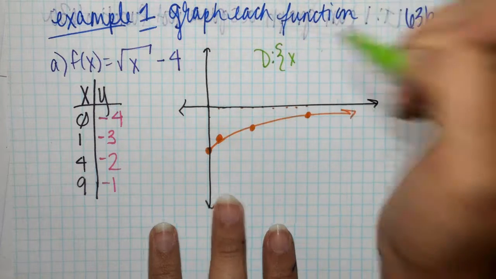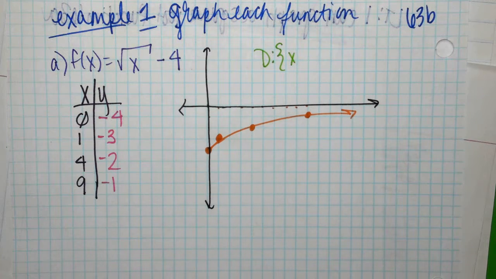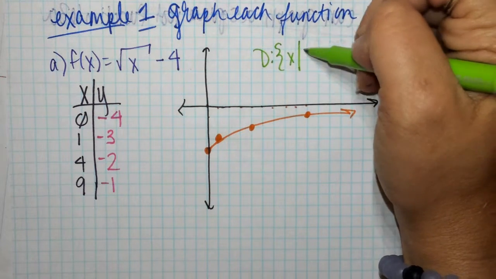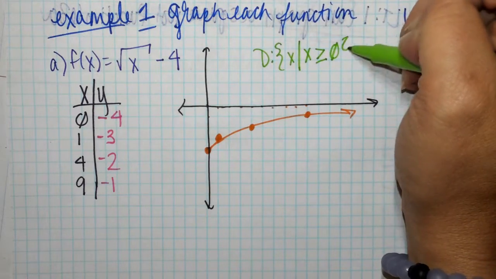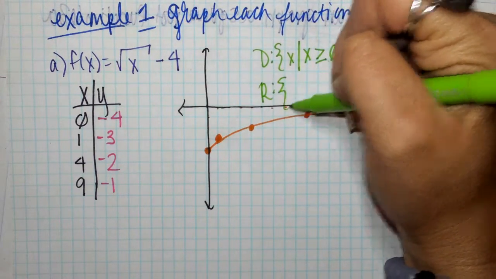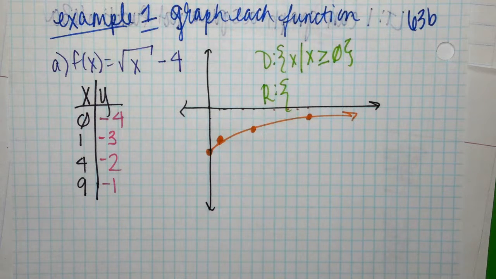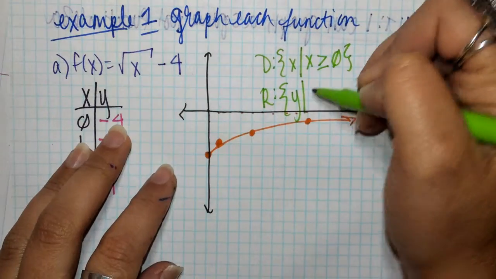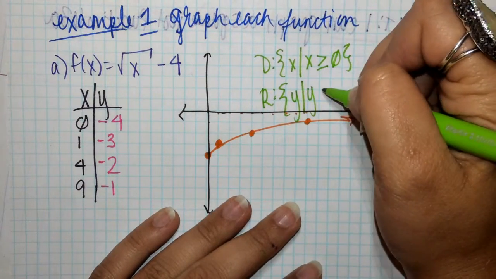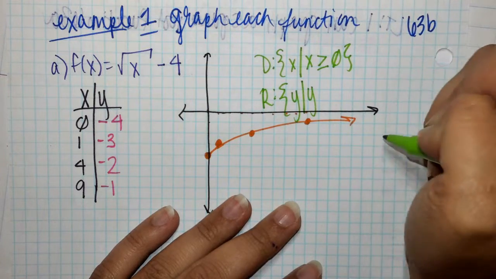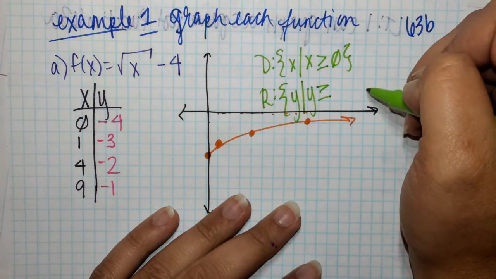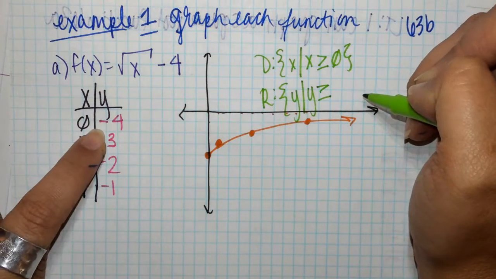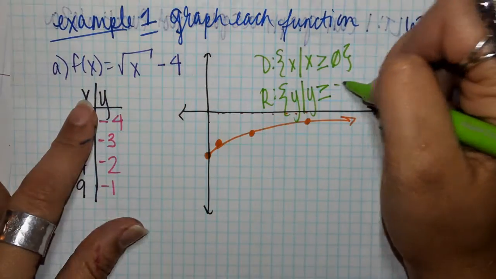Domain and range. Now, are any of our x values below 0? No, we started at 0, right? So it's x when x is greater than or equal to 0. What about our range? It's y when what? No, it's going up. Y did not start at 0. It started at negative 4.